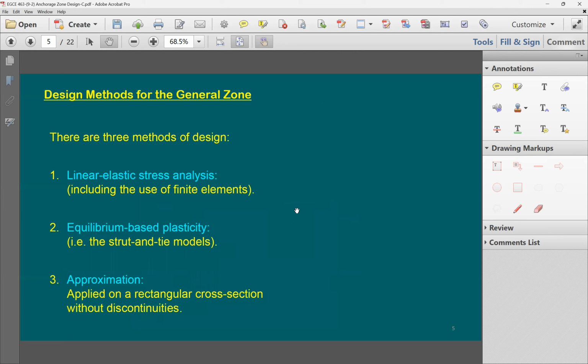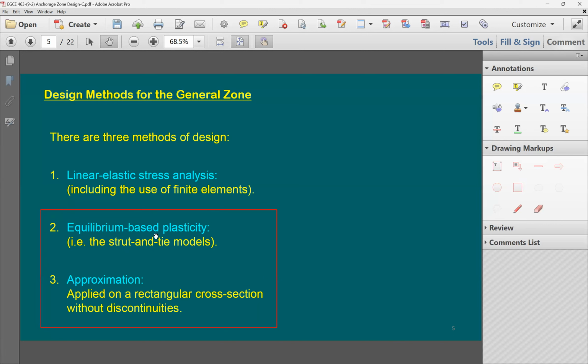There's another method which is recognized by the code, by the ACI. It's called strut-and-tie model. There is also another method recognized by the code, the ACI code. It's called approximate method. Both of these two methods are included in the code.